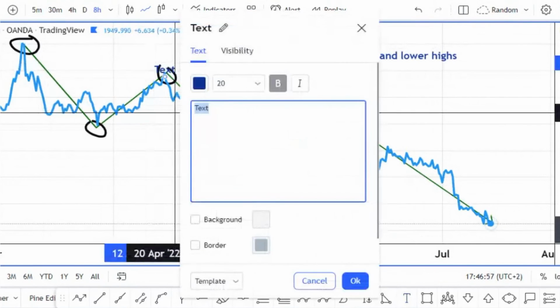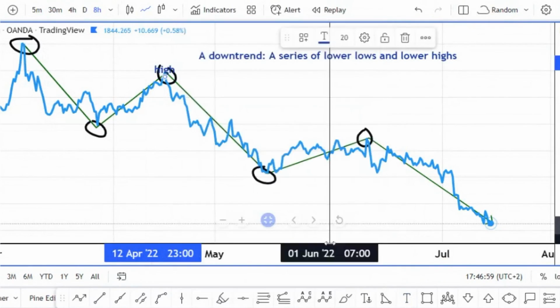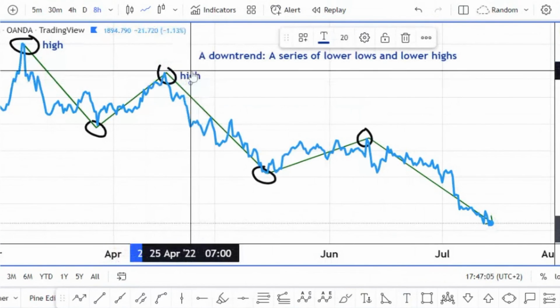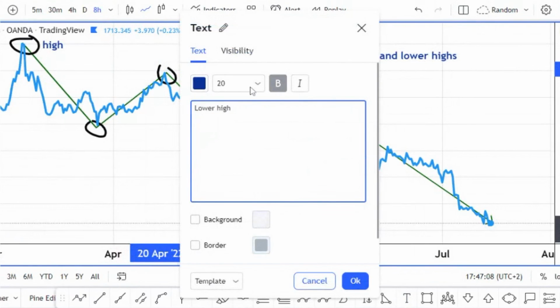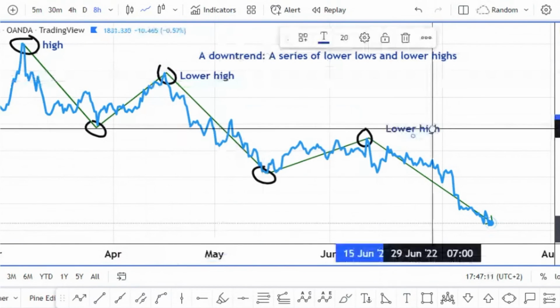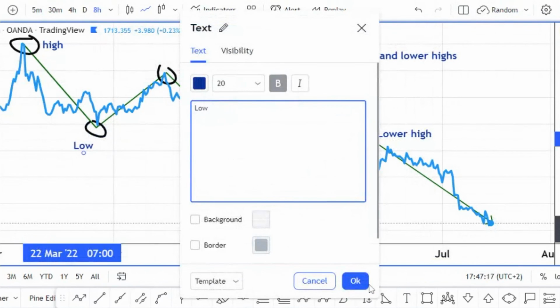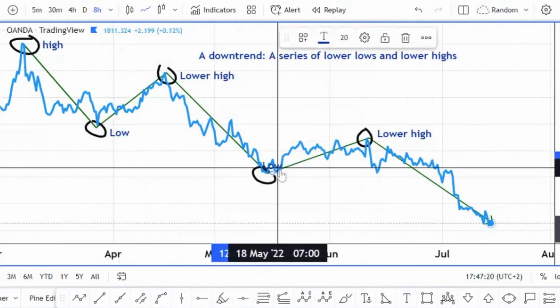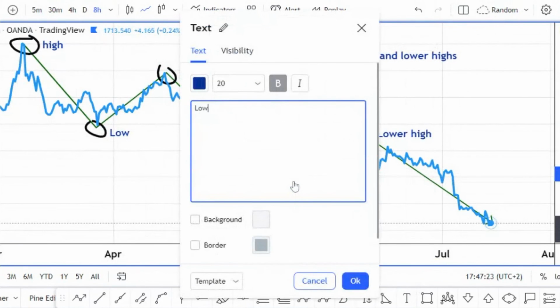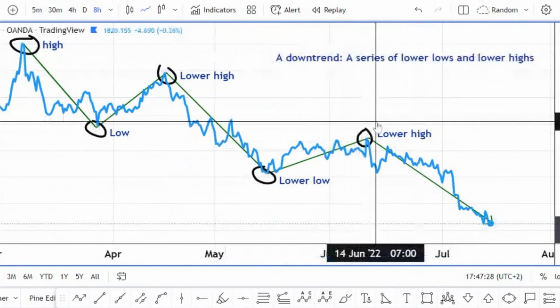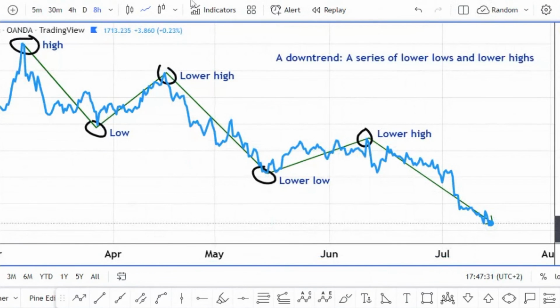Let me explain this. That's a high. Okay. What is this? Is it a high? It is a high. However, it's a lower high. Another lower high. What is this? It's a low. What is this? Is it a low? Yes. However, it's a lower low. So this is a downtrend. It's a series of lower lows and lower highs. And this is how you know a downtrend.